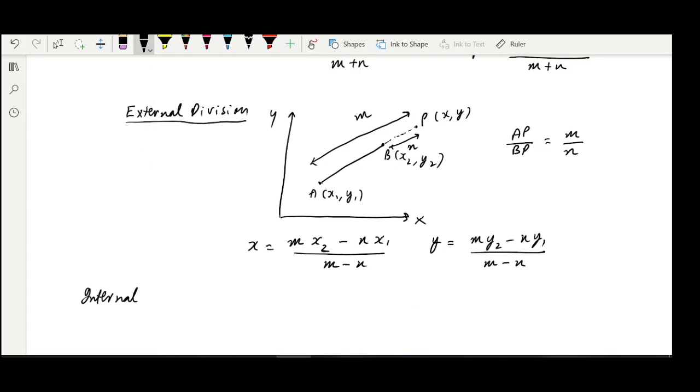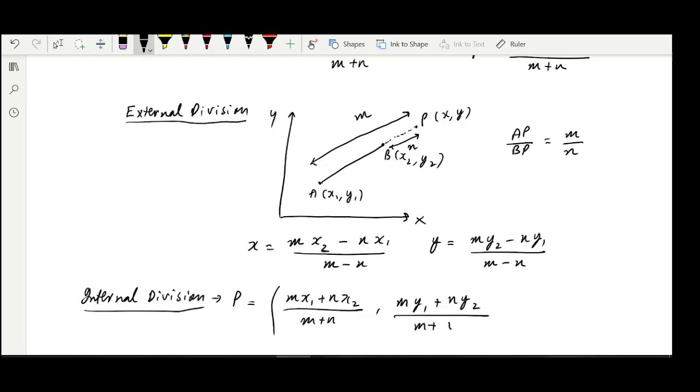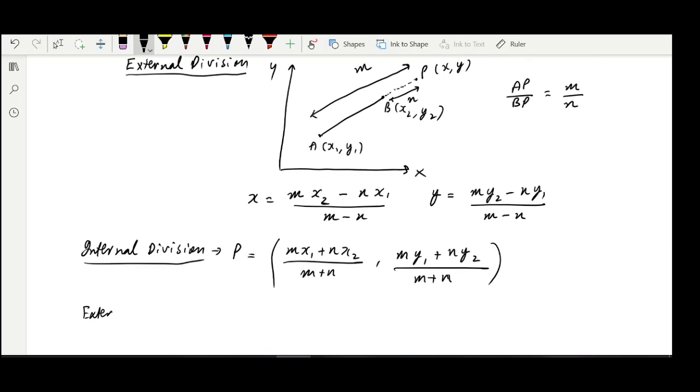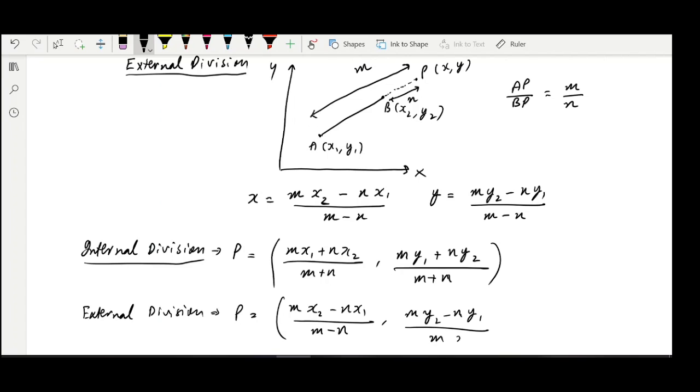Internal division, the coordinates are given as (mx2 + nx1)/(m + n), comma (my2 + ny1)/(m + n), and for external division, the coordinates are given as P = (mx2 - nx1)/(m - n) and (my2 - ny1)/(m - n).